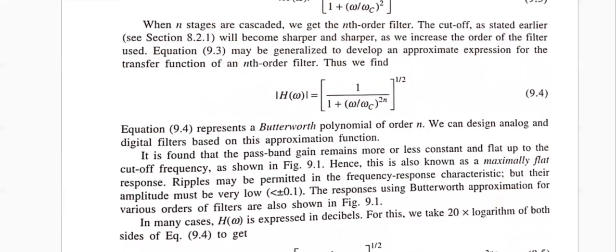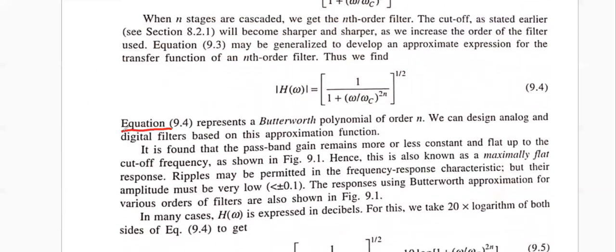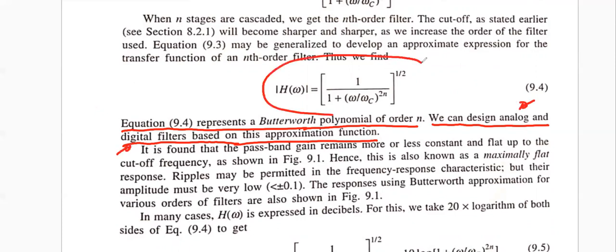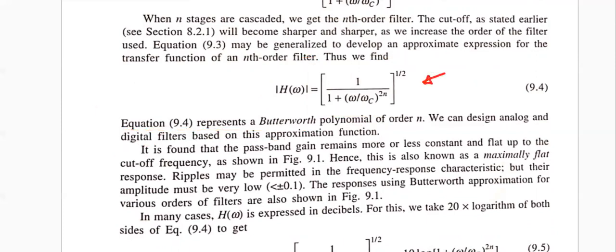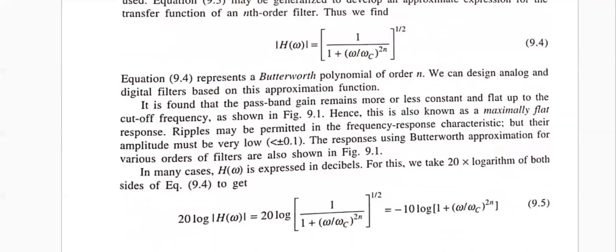So I can utter this one. Equation 9.4 represents the Butterworth polynomial of order n. We can design analog and digital filters based on this approximation function. So this is the starting part of designing the analog or the digital filter by the same approximation. So this is the mathematical approximation for the Butterworth filter.